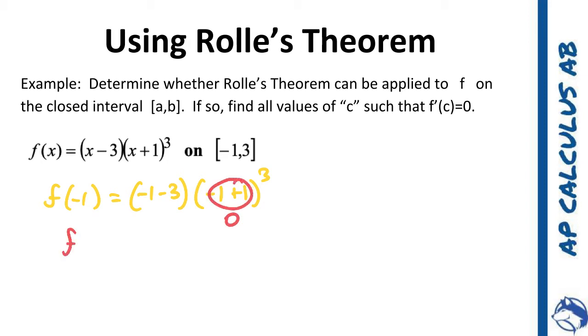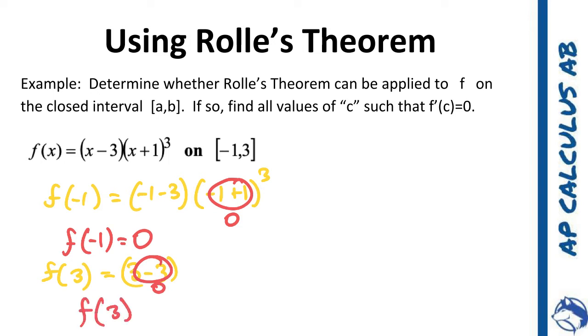So I know that f of -1 is equal to 0. I also need to try f of 3. If I do that, I'm going to end up with 3 minus 3, which, hey, I don't even need to go any further. That's 0. So I know that f of 3 is also equal to 0, because remember, 0 times anything is always 0.